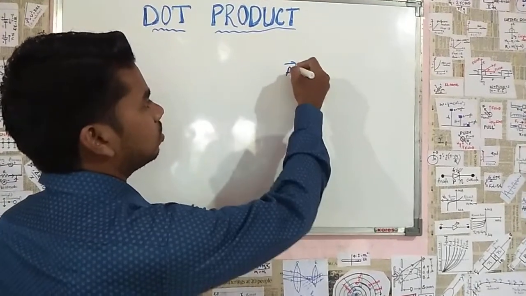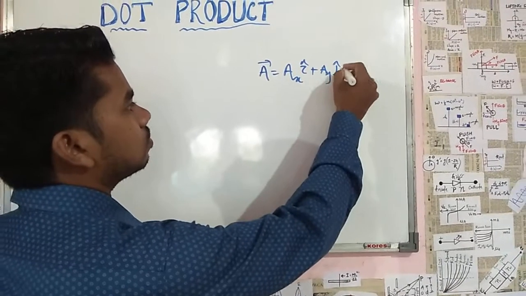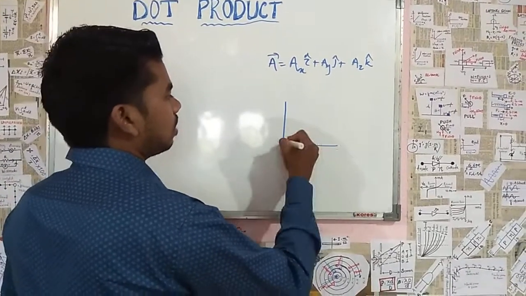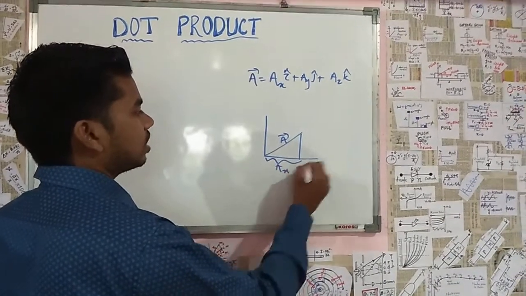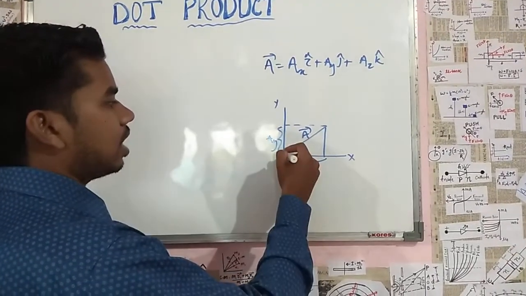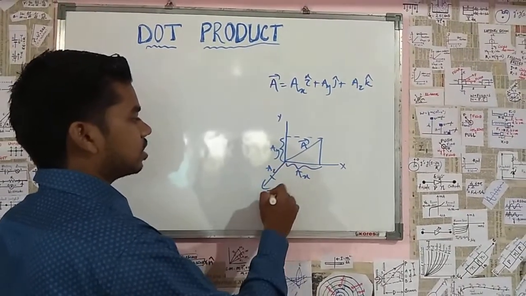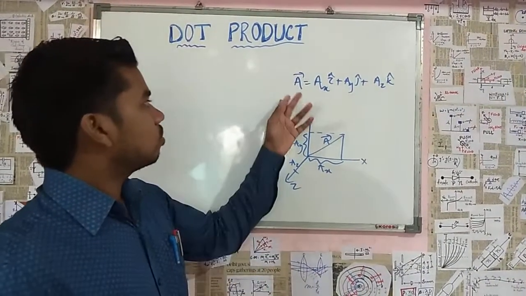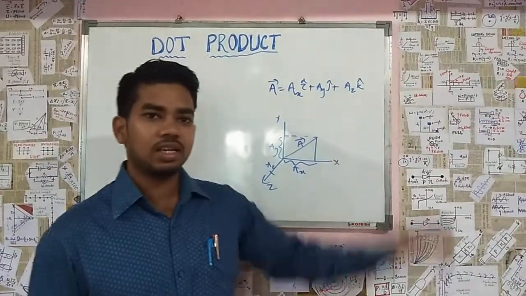Suppose vector a equals ax i cap plus ay j cap plus az k cap. That means vector a has component ax along the x-axis, component ay along the y-axis, and component az along the z-axis. This is in space. So we can represent a vector in rectangular components ax i cap, ay j cap, and az k cap.